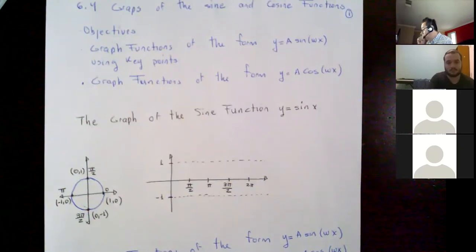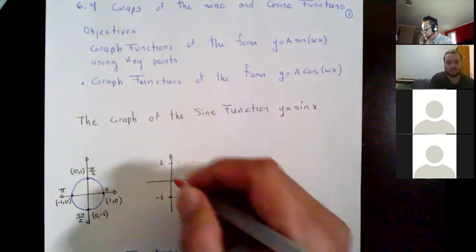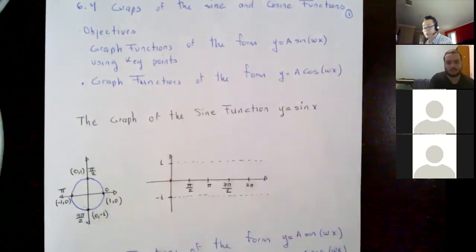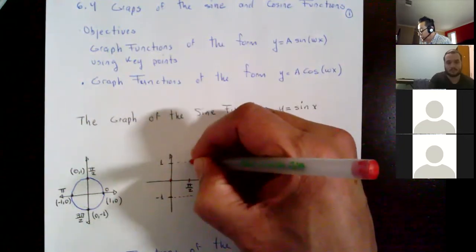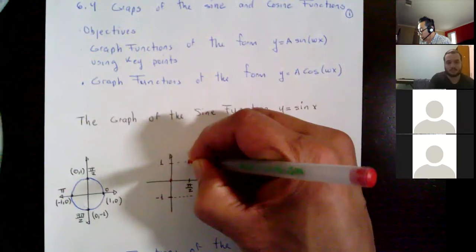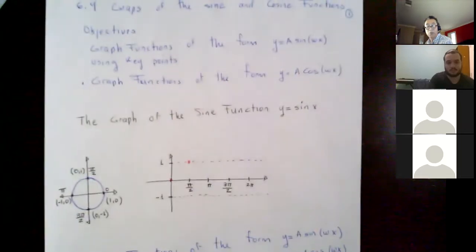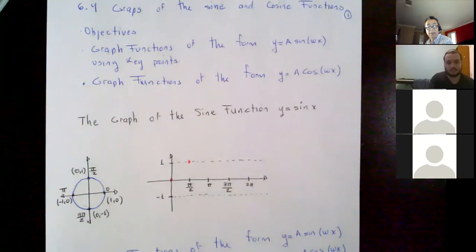All right, so let's give it a try. Let's go over the unit circle. Notice at 0, the sine is 0. So we start right here. And at pi over 2, the sine is 1. At pi, notice that the sine is 0.